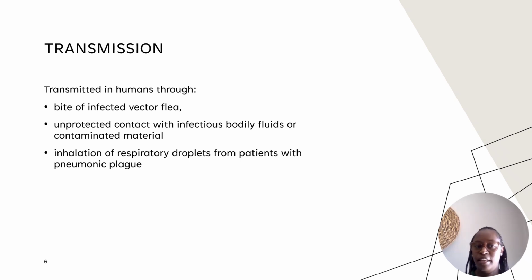So the transmission of the plague, it is mostly transmitted in 3 ways. The most common is from the bite of an infected vector flea. This is the fleas that are found in most of the animals around us. So if the fleas have the vector and they bite you, you quickly will get the plague. Second way of transmission is unprotected contact with infectious body fluids or contaminated material. And the third way is through the inhalation of respiratory droplets from patients with the pneumonic plague especially.